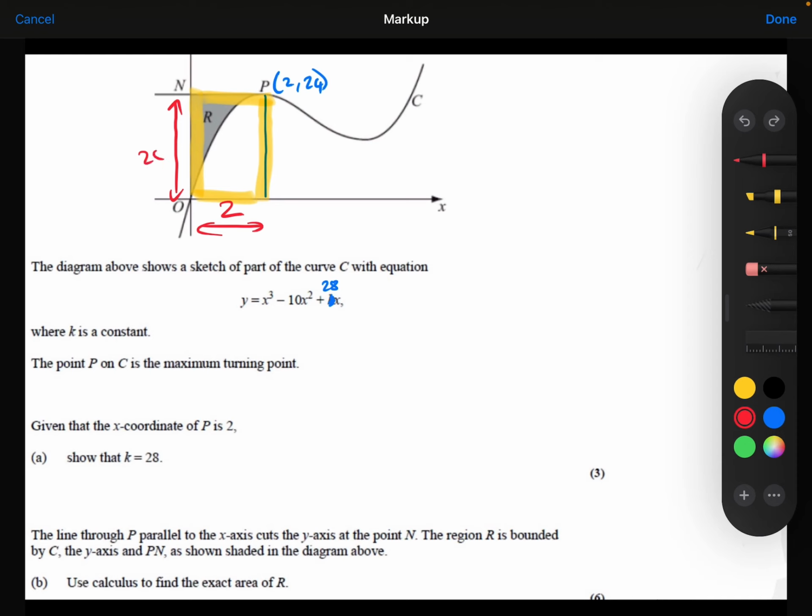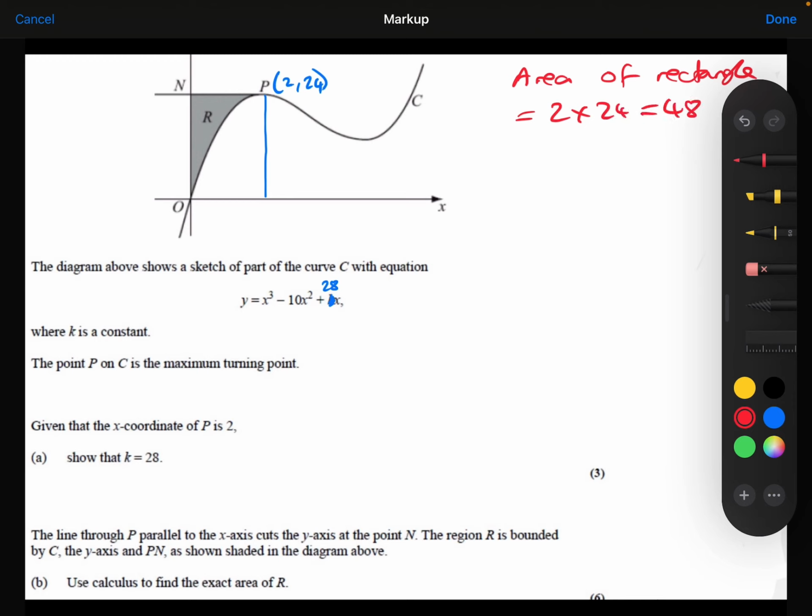So therefore the area of that yellow rectangle is going to be 2 times 24. So area of rectangle, 2 times 24, which is 48. But obviously I don't want the area of the rectangle, I only want the shaded area. So I now want to subtract the area that's underneath this curve, which I can find with integration.